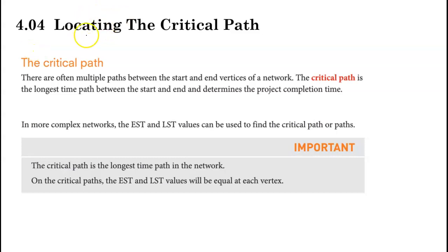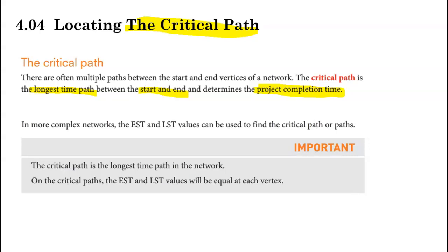Right. Hi. Today we are going to look at critical path. How are you going to identify the critical path? Now, what is a critical path? Critical path is actually the longest time path between the start and the end of the network. And from here, it's actually telling you the project completion time.